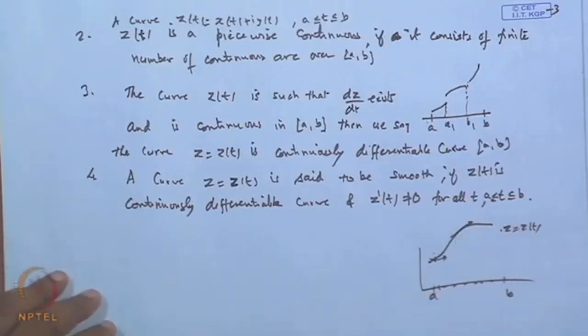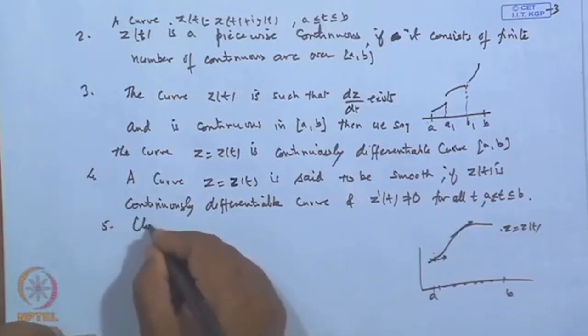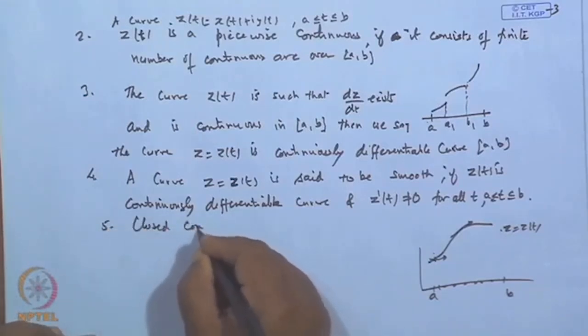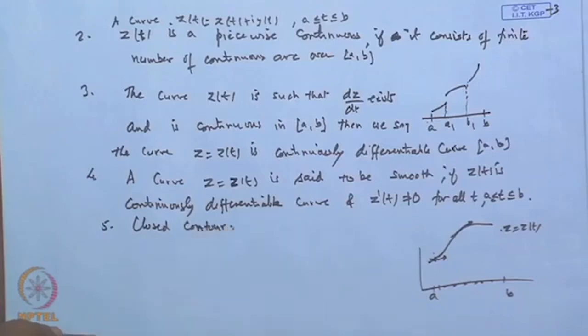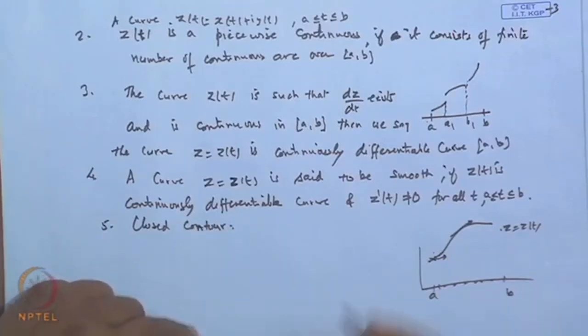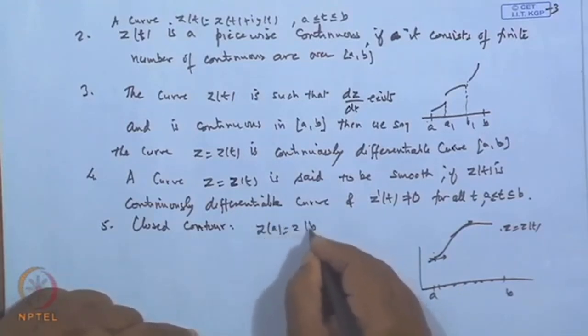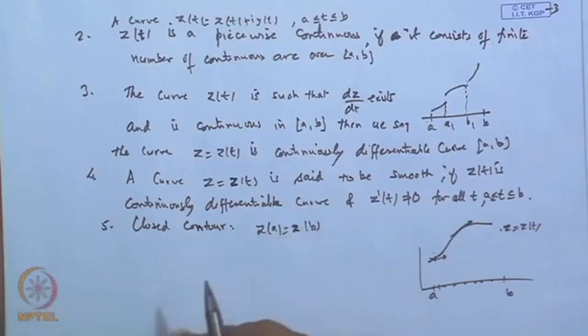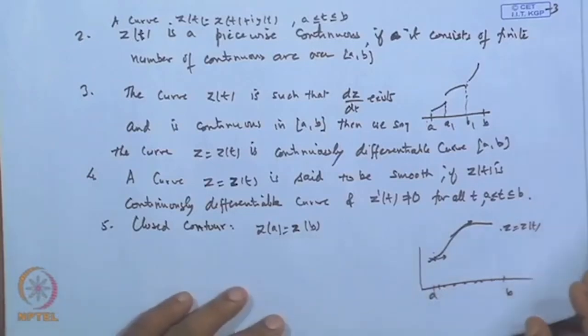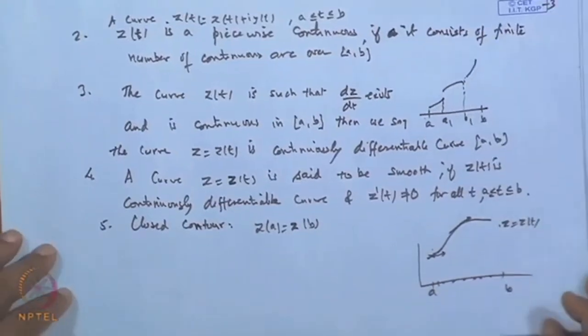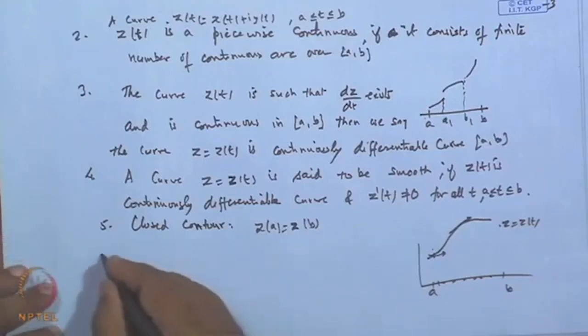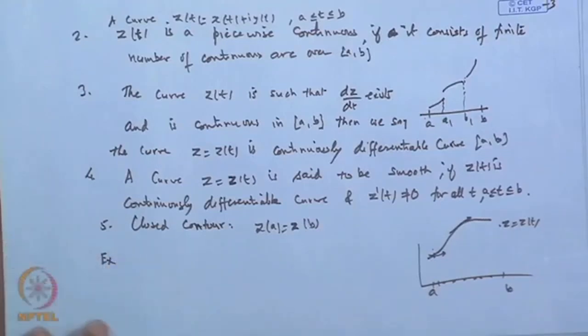Now, by a closed contour we mean: if z(a) equal to z(b), then the curve is said to be closed, or we say a closed contour. Now we are interested in the line integral of the function f(z). But before that, let us see one example.